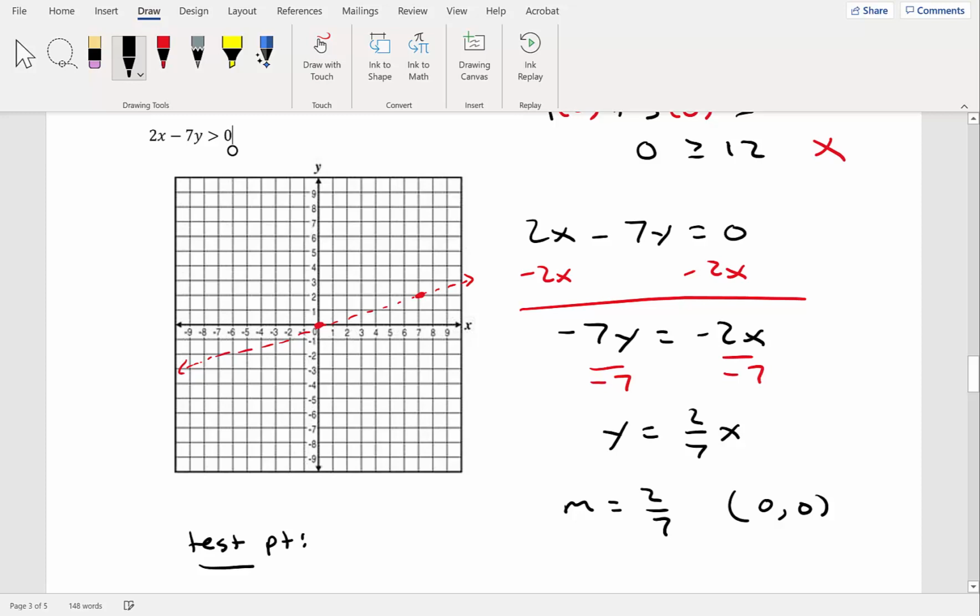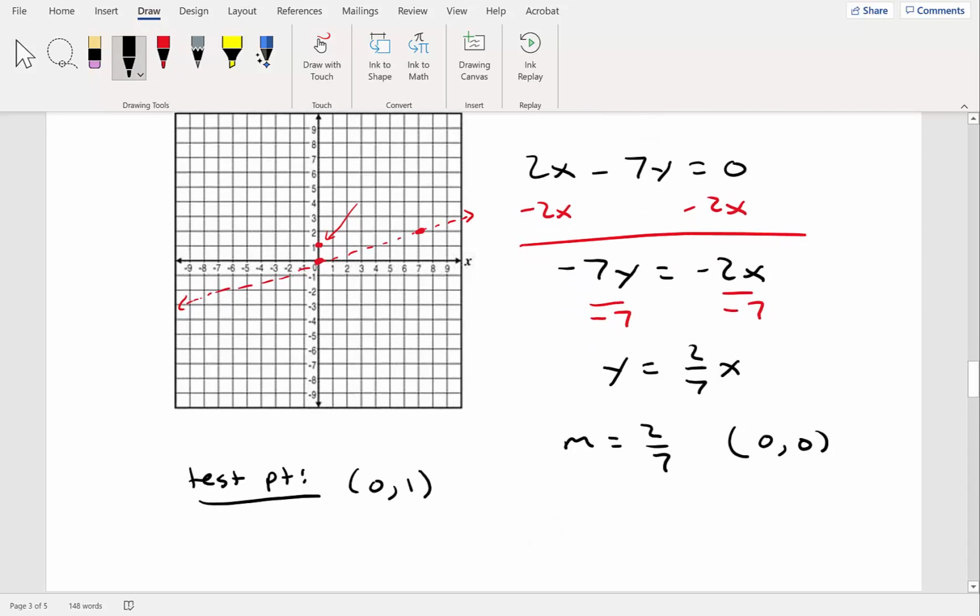Now, what makes this problem a little bit different from the other ones? Remember, our test point cannot touch the line. So in this case, I cannot use the origin as a test point. So what I'm going to do is use just some other point. Let's go ahead and use something else that has a 0. How about this point right here? (0, 1). Okay, I know for sure that's not touching the line.